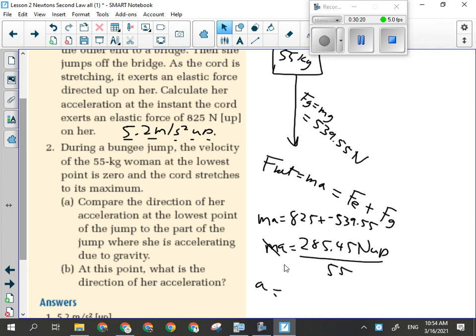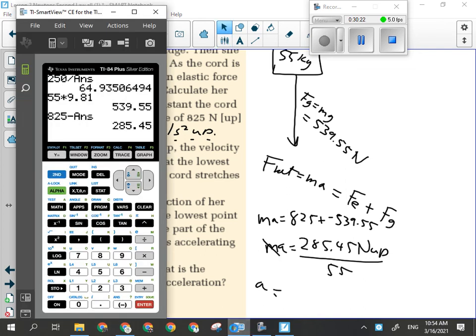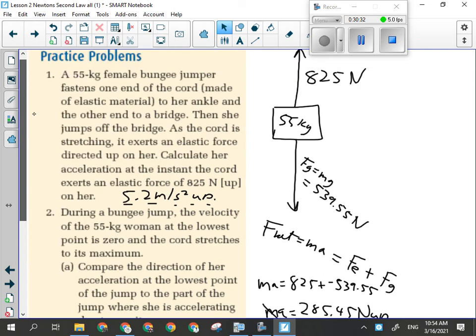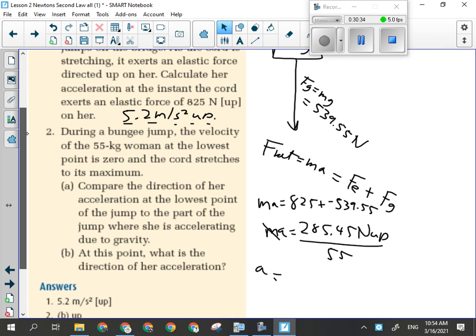So her acceleration is 5.19, or they have 5.2. I don't know why they have 55 kilograms, 2 sig digs there. So 5.2 meters per second squared up. That's her acceleration. Everybody all right with that?